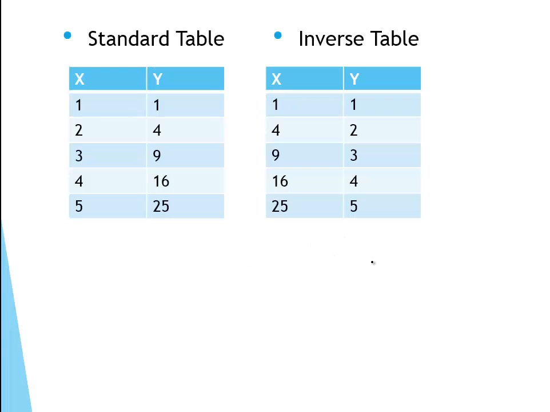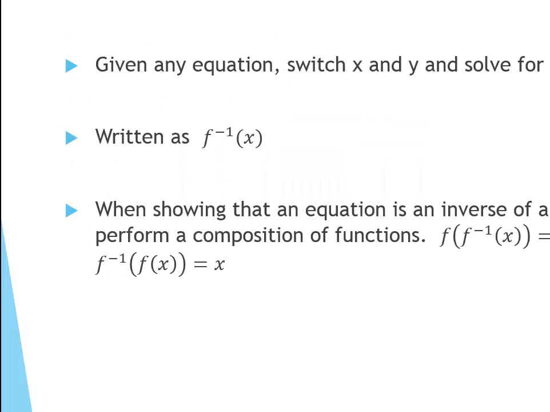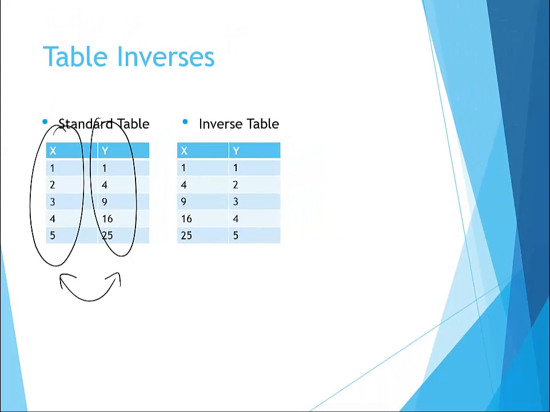Okay, next. Now we have our table inverses. Also, really simple. We have our x column and our y column. Switch them around. And that's pretty much it.